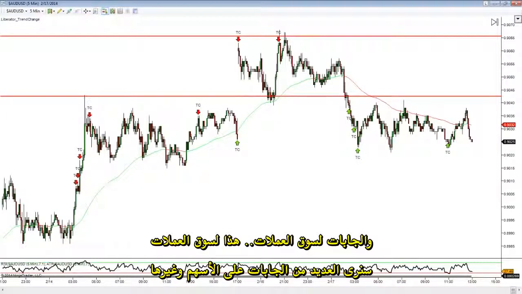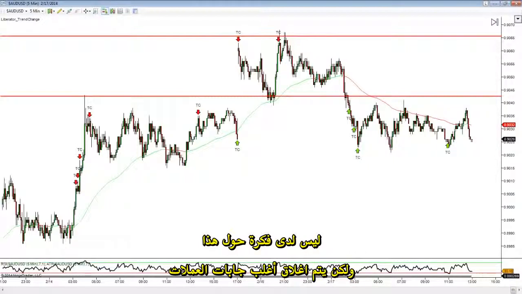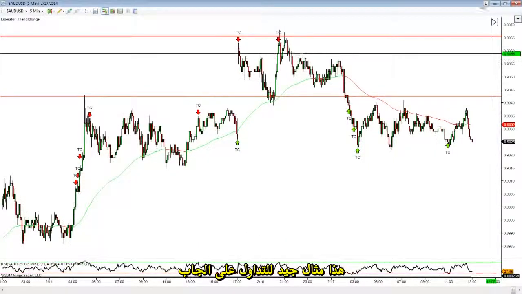And this is for the currency market. We'll see a lot more gaps in stocks and other markets. I have no idea about those, but for the currency markets, they're usually filled. And here's a great example of how to trade it.